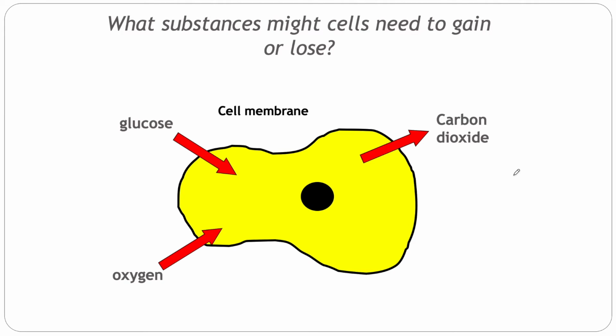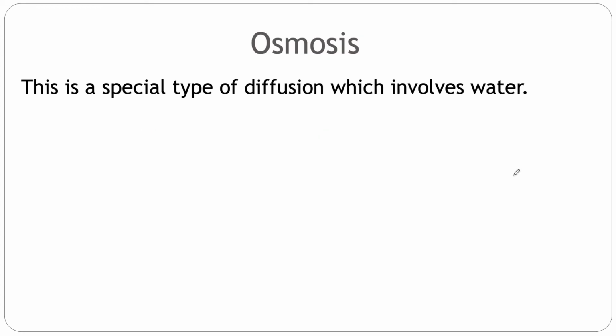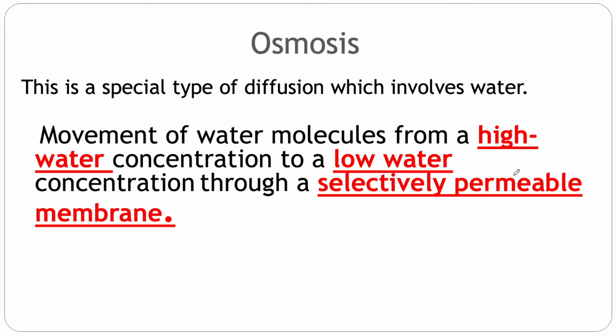Glucose would be needed in the cell, and urea or waste would be taken out. The definition of osmosis is the movement of water molecules from a region of high water concentration to a low water concentration through a selectively permeable membrane. So it's really similar to diffusion, but it's all about water. So you need to talk about the water concentration, not just concentration.